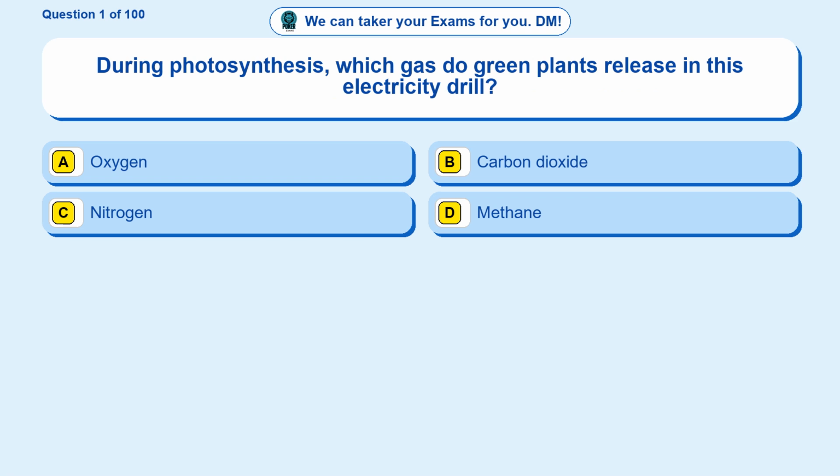Question 1. During photosynthesis, which gas do green plants release in this electricity drill? Option A, oxygen. Option B, carbon dioxide. Option C, nitrogen. Option D, methane. The correct answer is option A, oxygen.